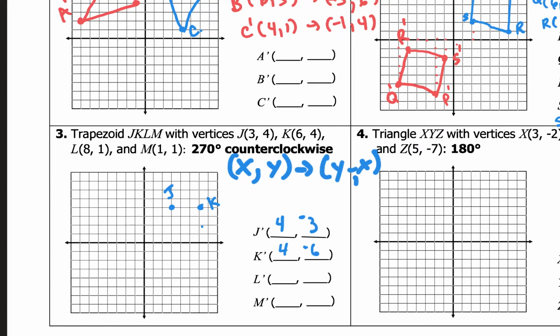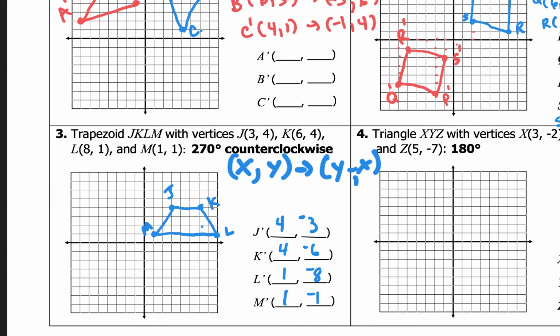L prime, or L, we have 6, 7, 8, 1. That's going to be L. So we're going to switch. So we have 1, 8, and that's negative. And then we have M as 1, 1. So we're going to switch the 2 and the y becomes negative. So here's our trapezoid.